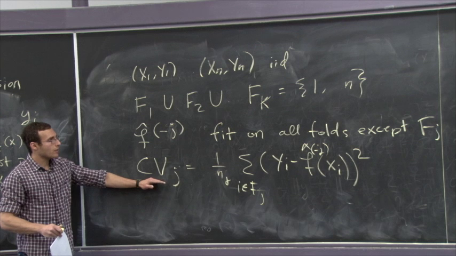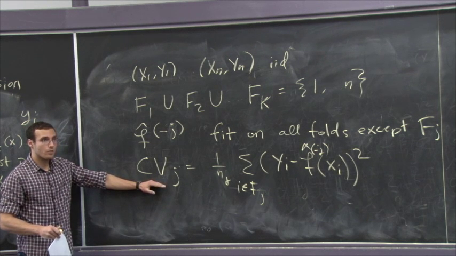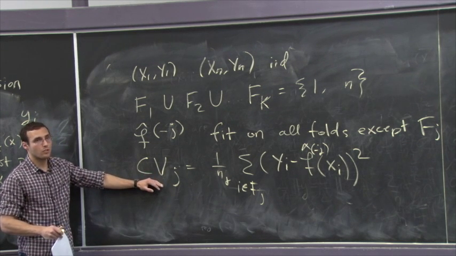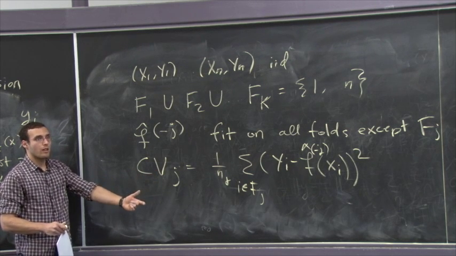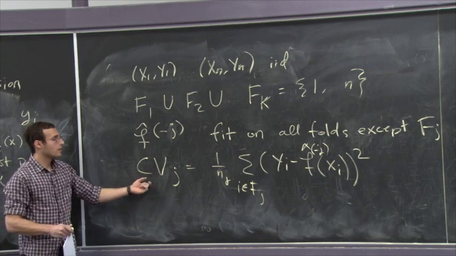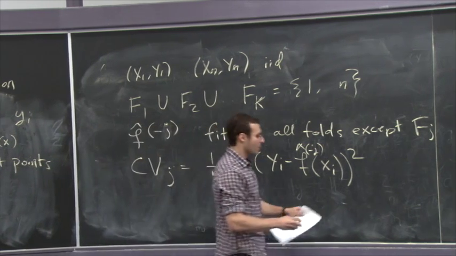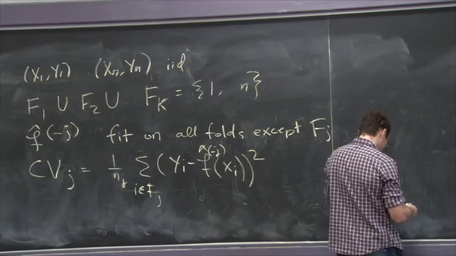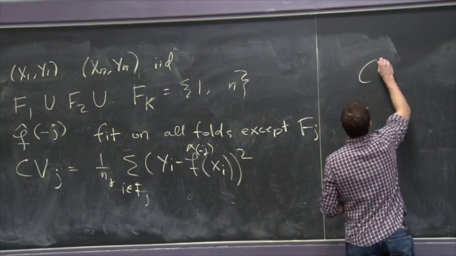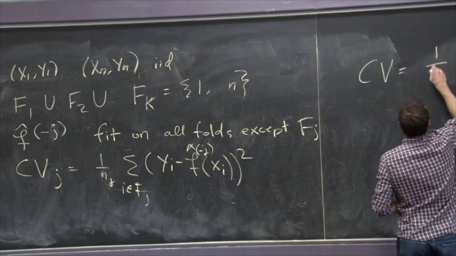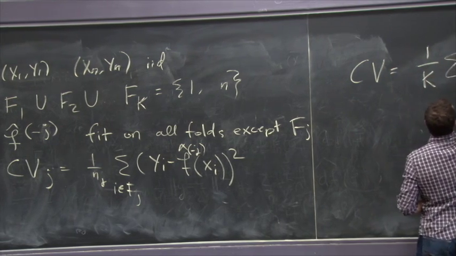Remember, the thing about cross-validation is that we don't do this just once. We don't just leave out one fold like the first fold or something. We do this for every fold in turn. So we leave out the first fold, train on the rest, evaluate in the first fold, etc. And then the cross-validation error, which we usually write as CV without any subscripts, is just the average of these guys.